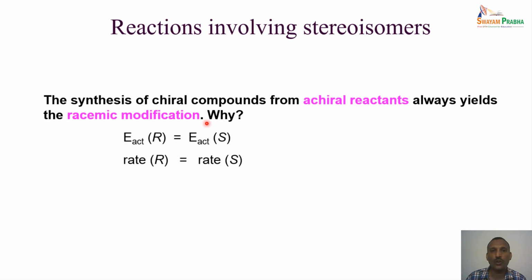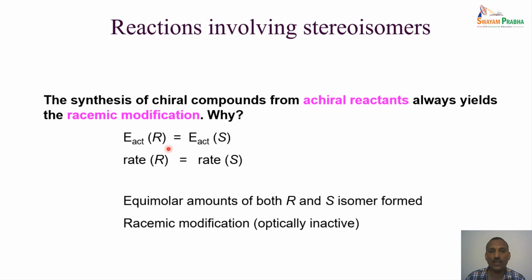We can also explain the same in terms of energy of activation, because in this case the energy of activation for the R isomer is exactly the same as the energy of activation for S. In other words, the rate of formation of the R isomer is exactly equal to the rate of formation of the S isomer, so both are formed in a 1:1 mixture. That is the reason we get an optically inactive or racemic modification in this case.